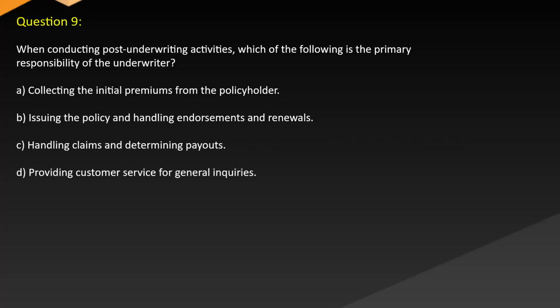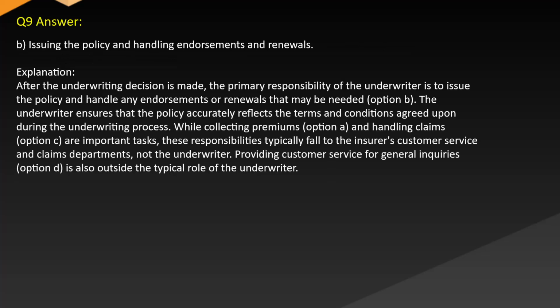Question 9. When conducting post-underwriting activities, which of the following is the primary responsibility of the underwriter? A. Collecting the initial premiums from the policyholder. B. Issuing the policy and handling endorsements and renewals. C. Handling claims and determining payouts. D. Providing customer service for general inquiries. Answer: B. Issuing the policy and handling endorsements and renewals.